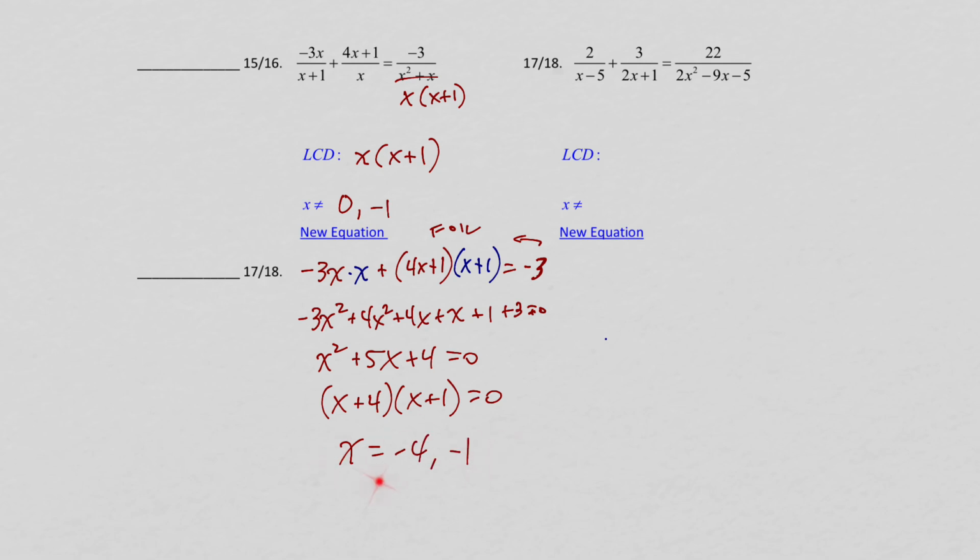But I can't write these down because our restricted domain values, one of them is negative 1. So this is not allowed, and I have to throw that out. So my final answer is x is equal to negative 4.